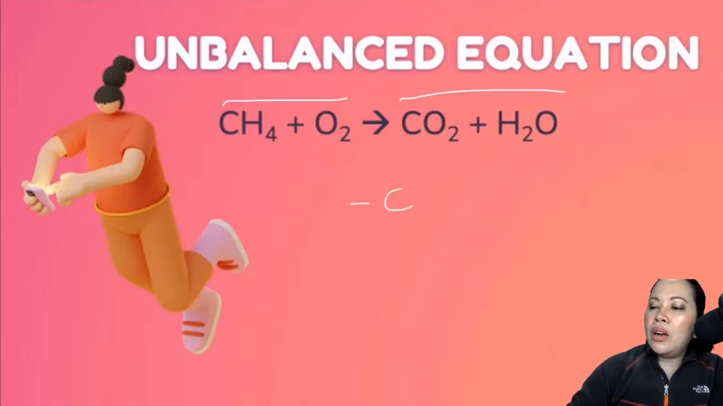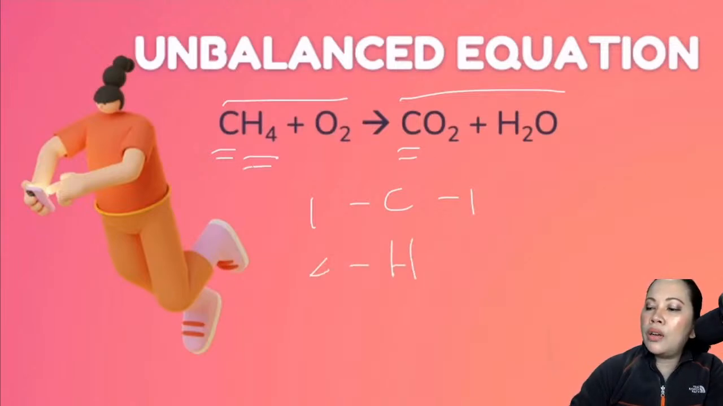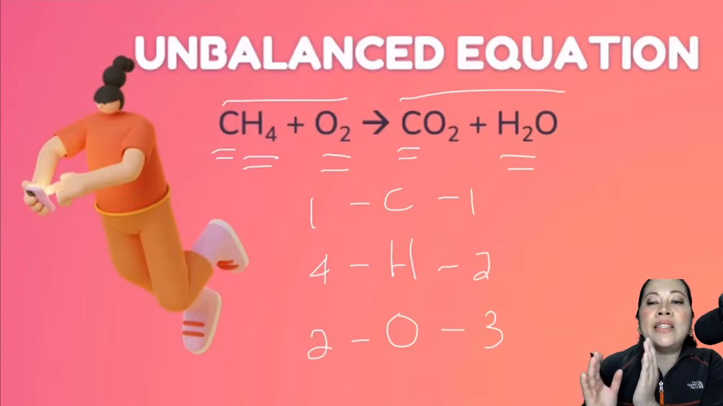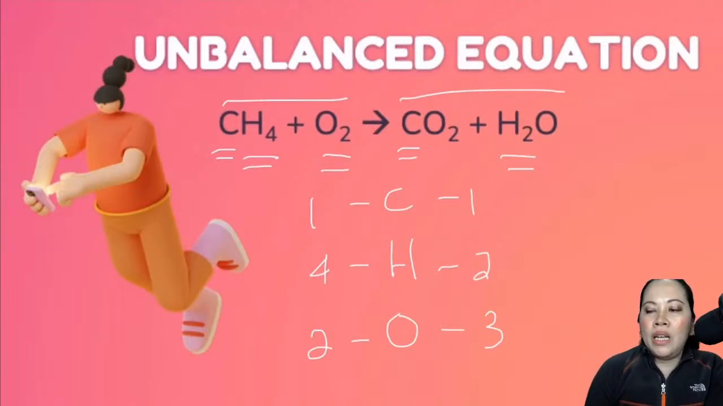Carbon on your reactant side is 1, based on the subscript. Hydrogen on your reactant side is 4, while hydrogen on your product side is only 2. Oxygen on your reactant side is 2, and on your product side there are 3. That means this equation is not balanced.